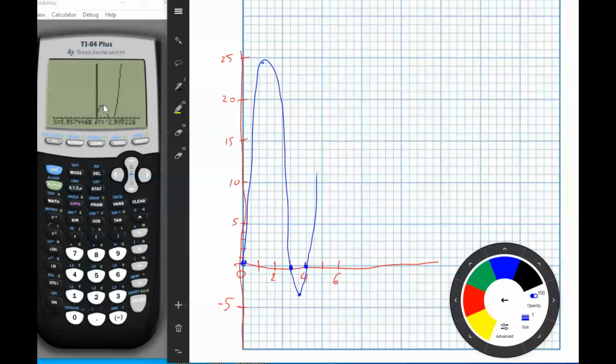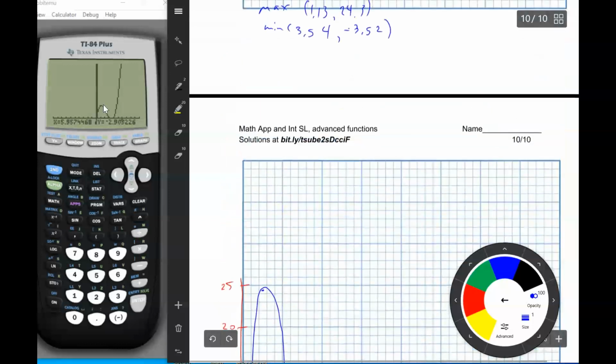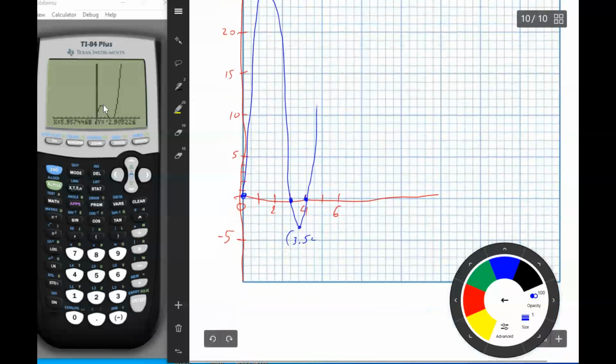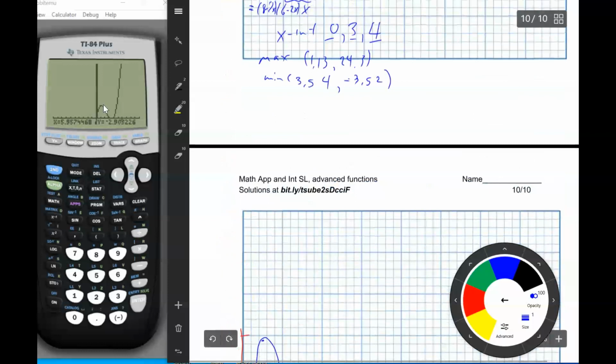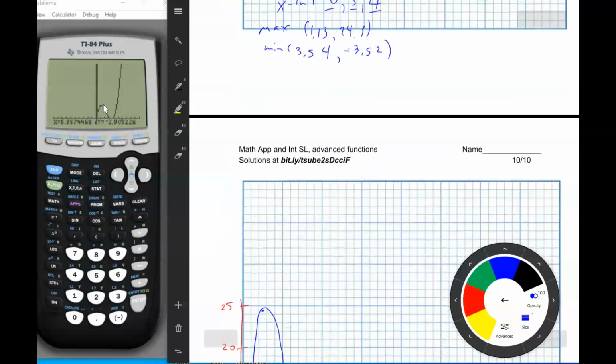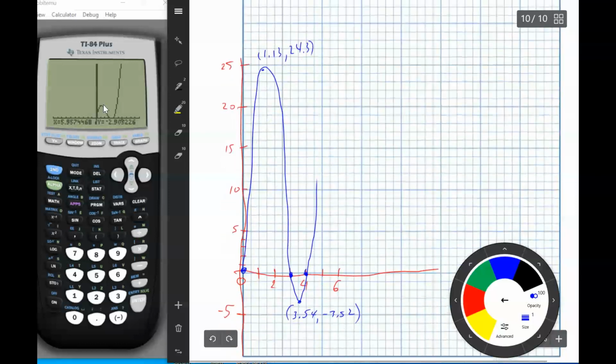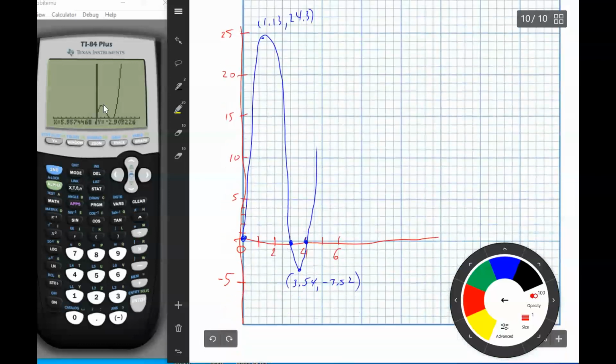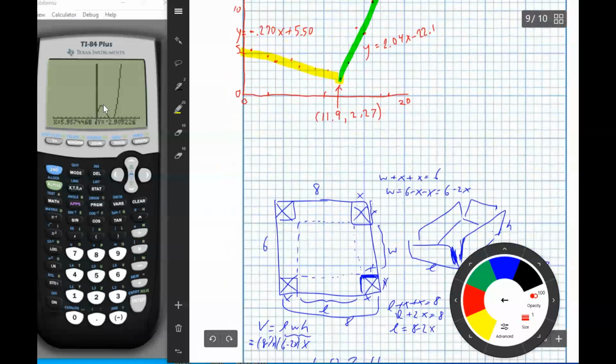So if I were to label these points, this would be the minimum, which was 3.54, negative 3.52. And the maximum is 1.13, 24.3. And so the y-axis refers to the volume, and the x-axis refers to the x value. Remember that the x value was being cut out of a card that was 8 by 6.